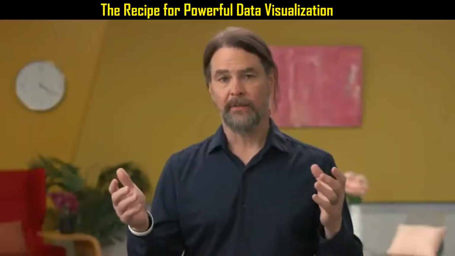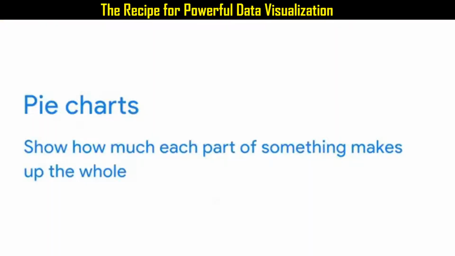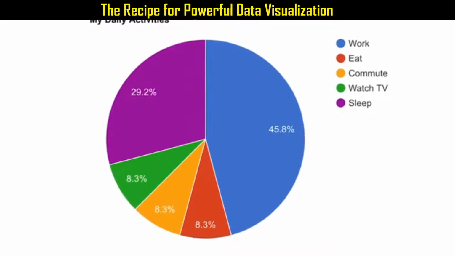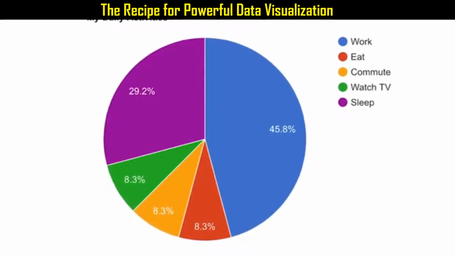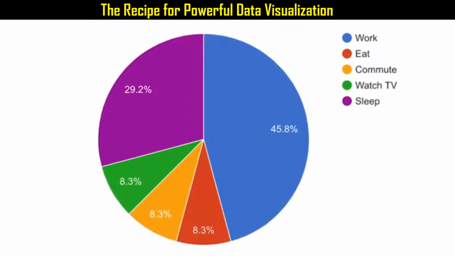Now let's check out another visualization you'll probably recognize. Say hello to the pie chart. Pie charts show how much each part of something makes up the whole. This pie chart shows us all the activities that make up someone's day. Half of it's spent working, which is shown by the amount of space that the blue section takes up. From a quick scan, you can easily tell which activities make up a good chunk of the day in this pie chart and which ones take up less time.